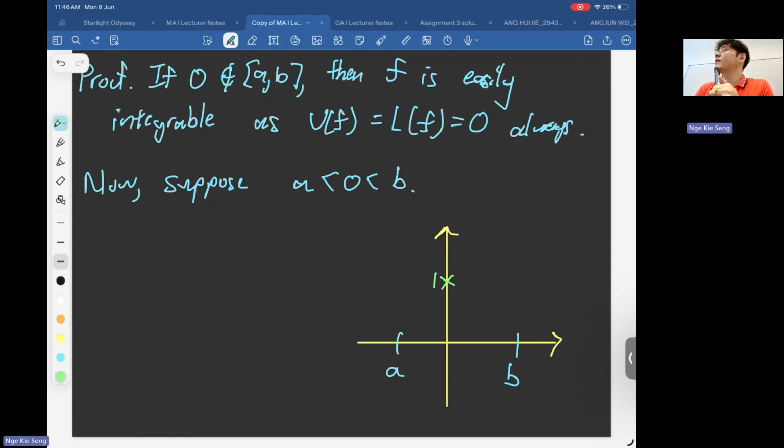But what's the definition of U(f, P)? The sup times the length of your subinterval. But the sup is always 1, no? If you contain 0 there. So is it possible to make the length of your subinterval as close to 0 as possible? That means you need to make the width, or the length of your subinterval, depend on your epsilon.